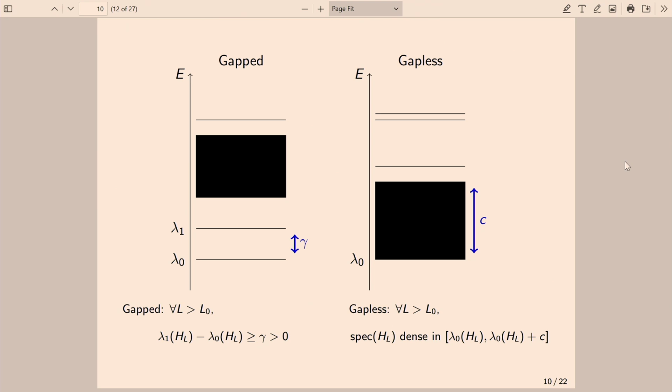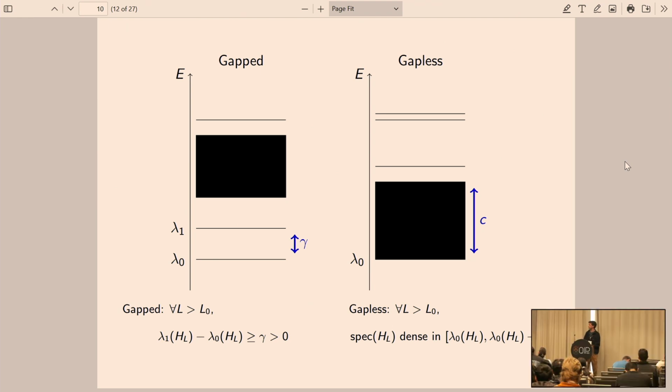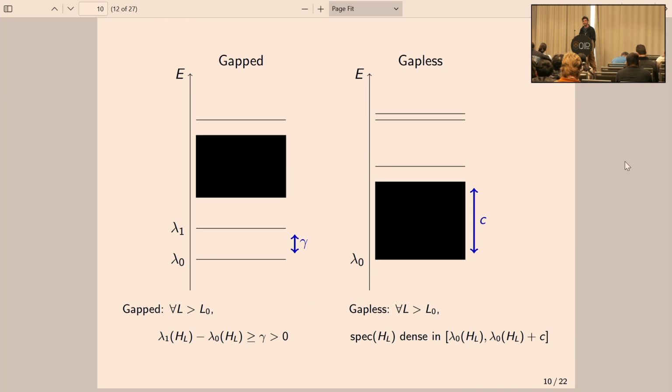And we're going to be talking about gapped and gapless phases as appearing in our phase diagram. And what I mean by that is, for a gapped phase, there's a system size above which the spectral gap is always lower bounded by a constant that's greater than 0. And then in the gapless phase, there's a system size above which there's a region above the lowest energy that the spectrum of the Hamiltonian is dense in. And these aren't opposites of each other. There are systems, like gapped systems with degenerate ground states, that aren't either of those, but that doesn't really matter for our purposes.